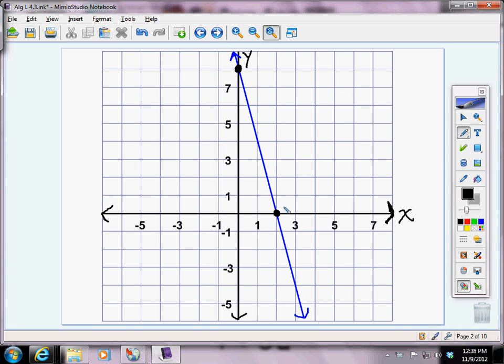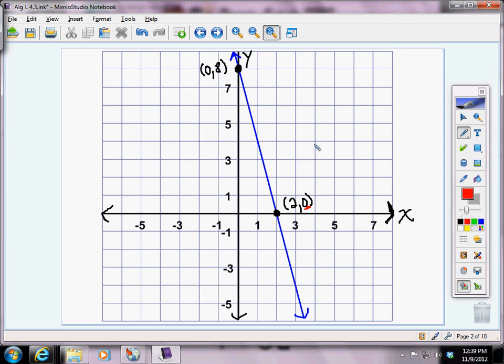Now let's analyze those points. This is the point (2, 0). The point up here is the point (0, 8). Now what I want us to focus on is these zeros right here.